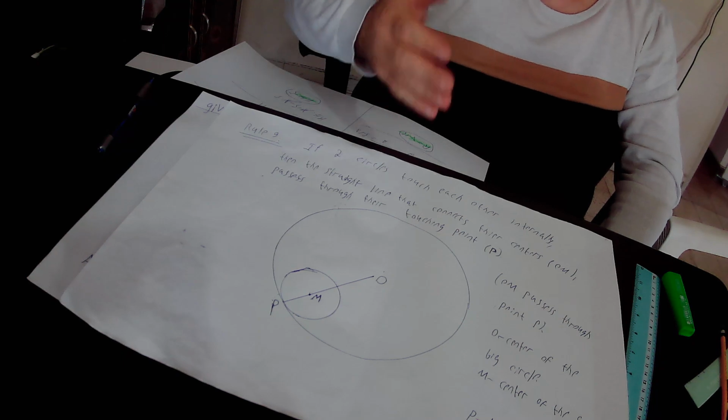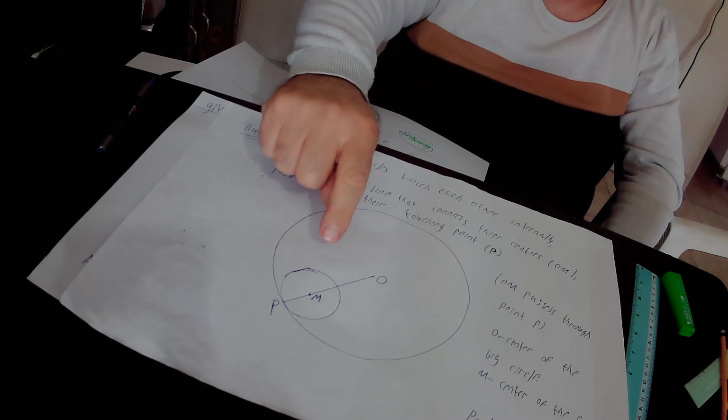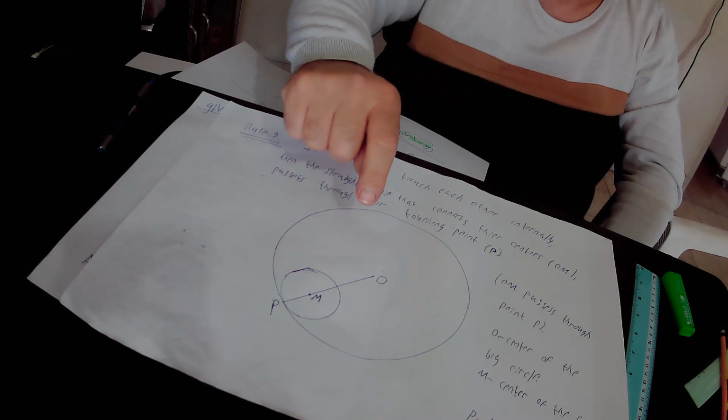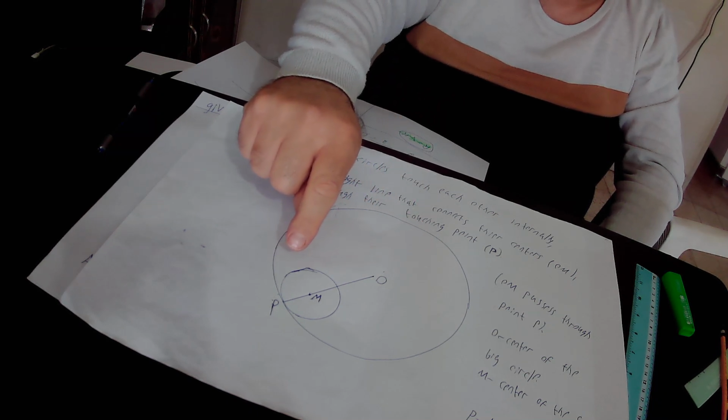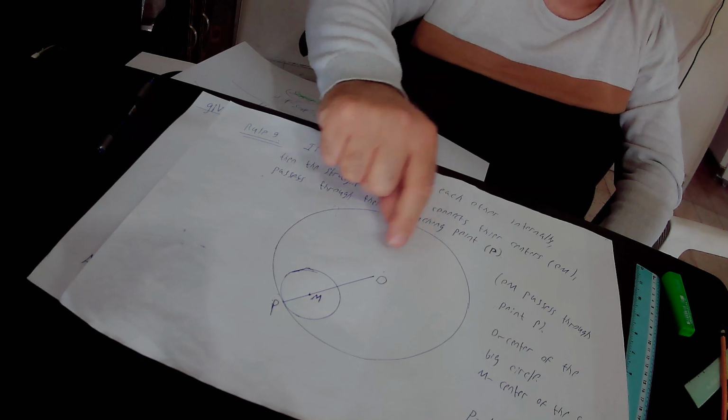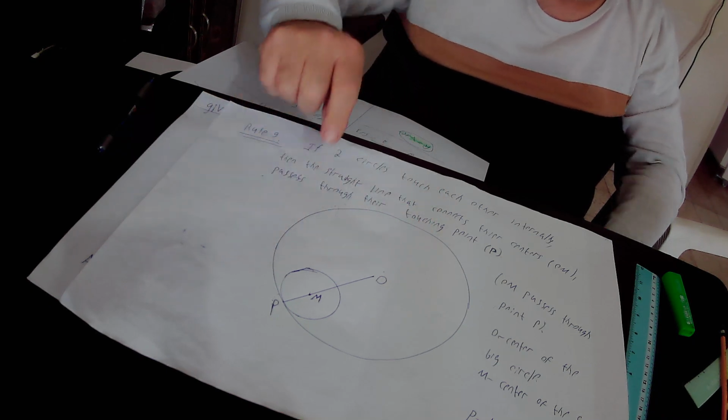According to rule 9, the straight line OM must pass through point P, their touching point. Again, OMP is one straight line.